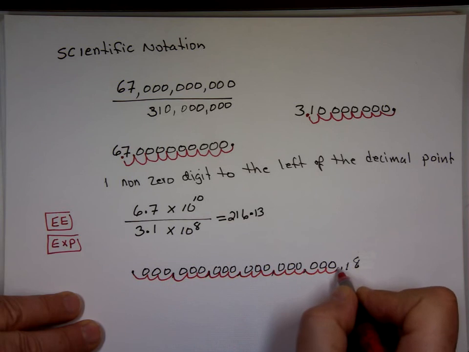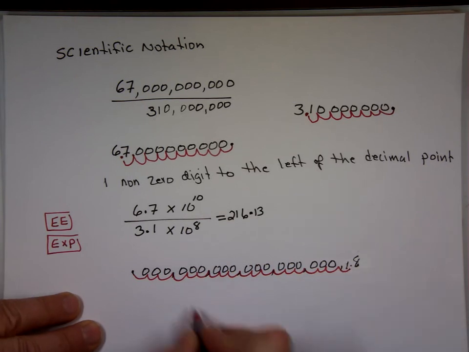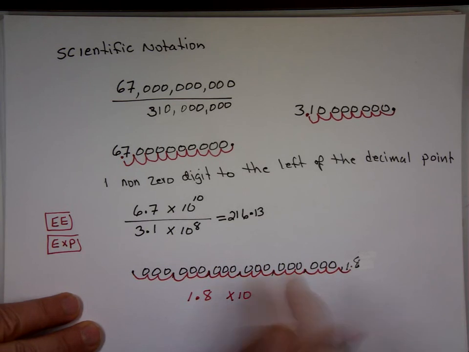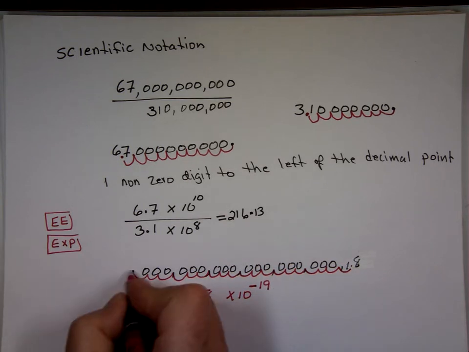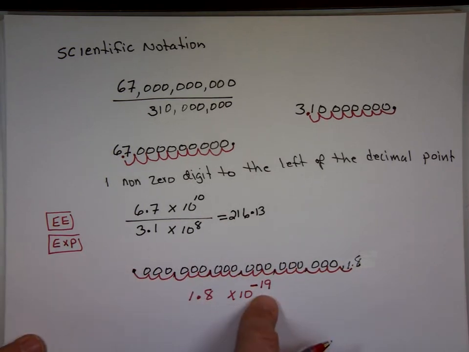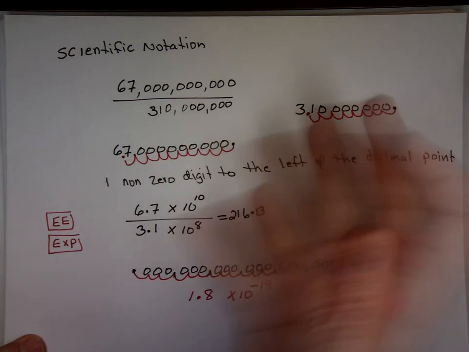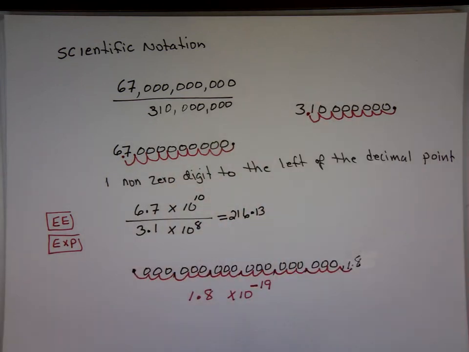This will be 1.8 times 10 to the power. Since this number is really small, it's always negative 19. Because remember, that's less than 1. It's a negative power. If the number is more than 1, it's going bigger. That's a positive exponent. So that's how you write that number.